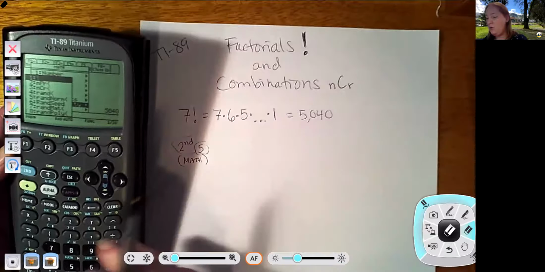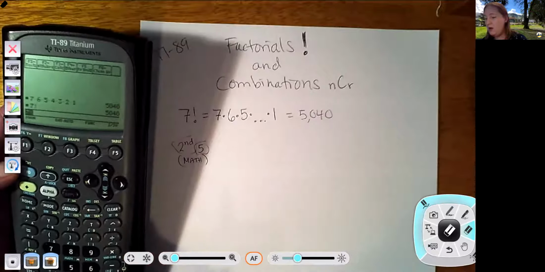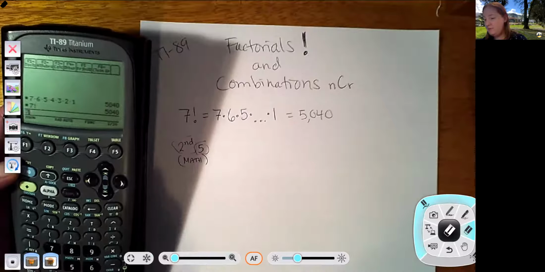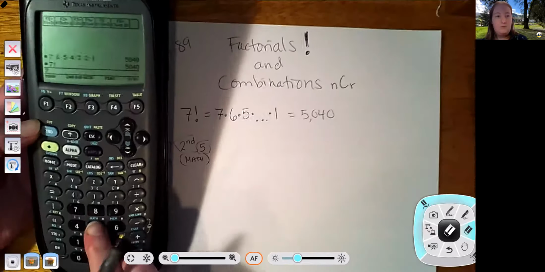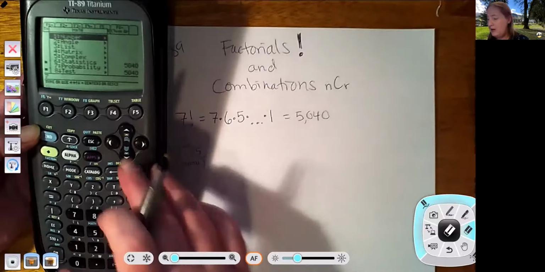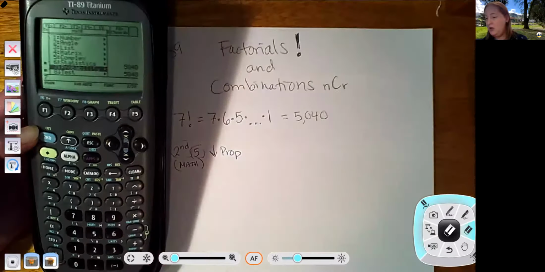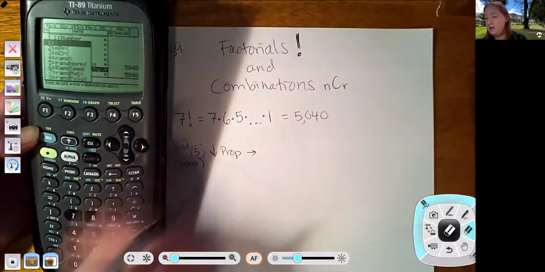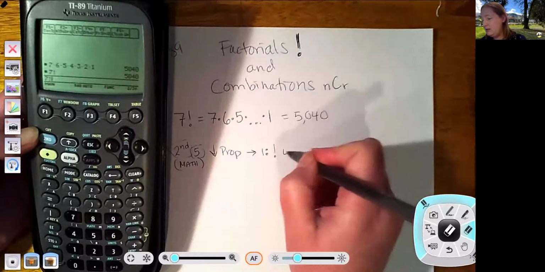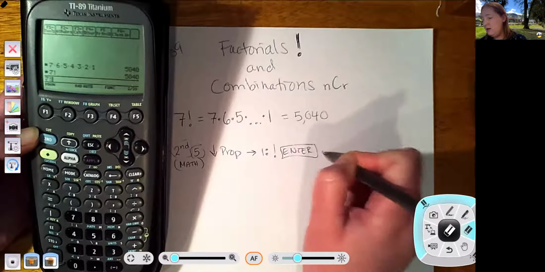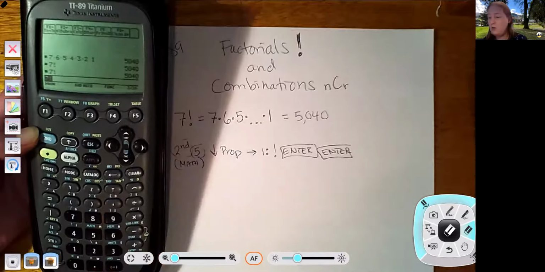Let me model that again. So in this case, 7. Second, 5. Then you will go down to the probability submenu and hit the right arrow to open up the next submenu. And option 1 is factorial. So you'll hit enter to select it. And then you'll hit enter again to evaluate. And you can see it gives us the same value as we had before.